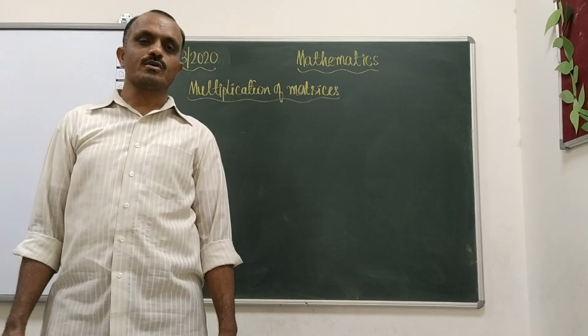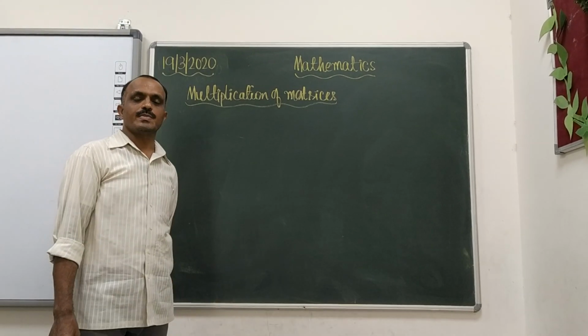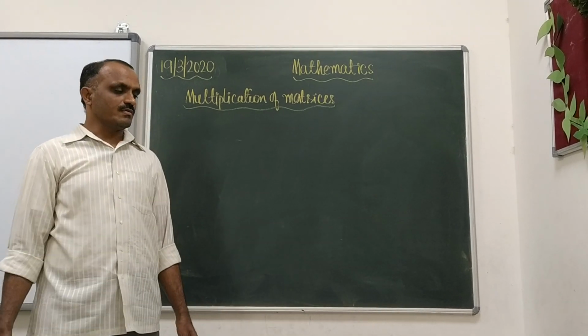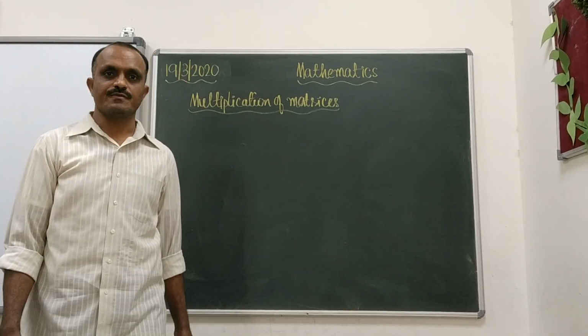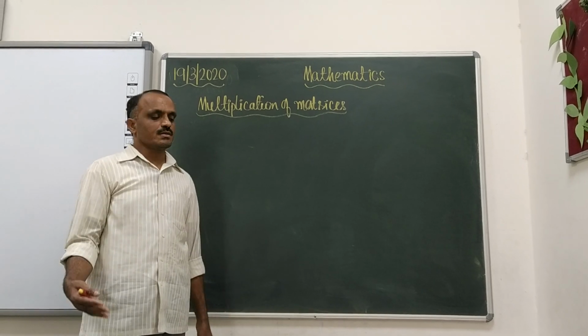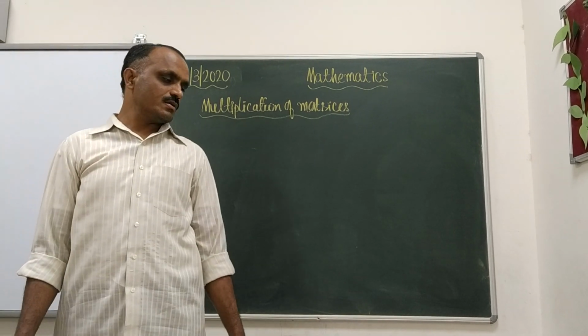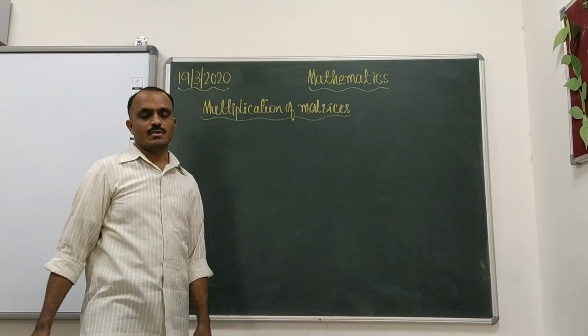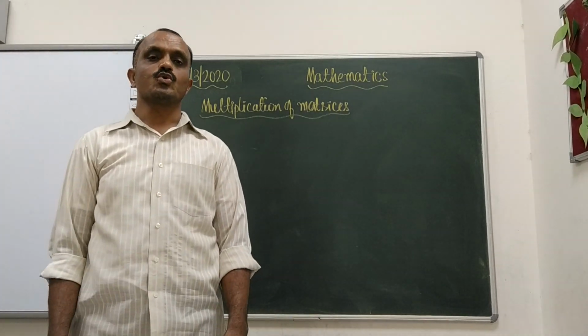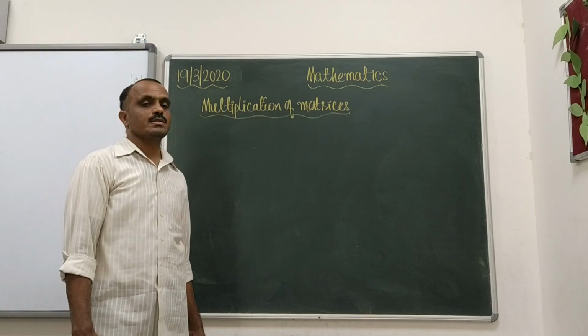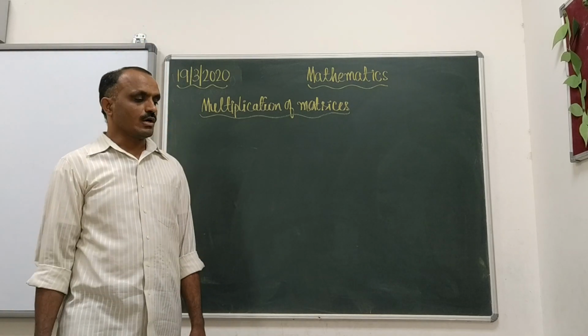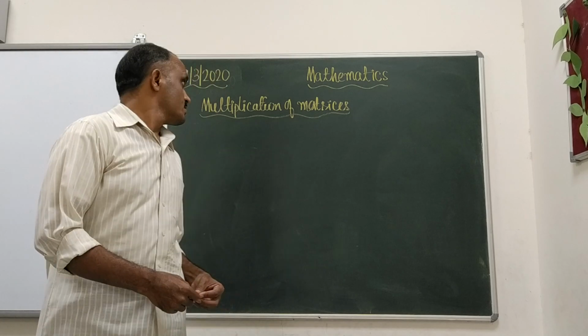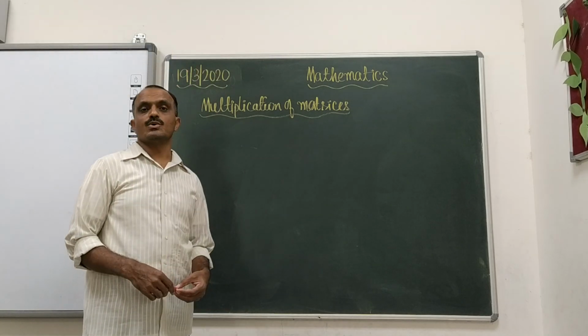Last class you have learnt about matrices, the introduction part of matrices. There you have learnt about the different types of matrices, then addition of matrices and subtraction of matrices. Now we are going to learn how to multiply the given two matrices. To multiply the matrices, we need to follow a certain rule.